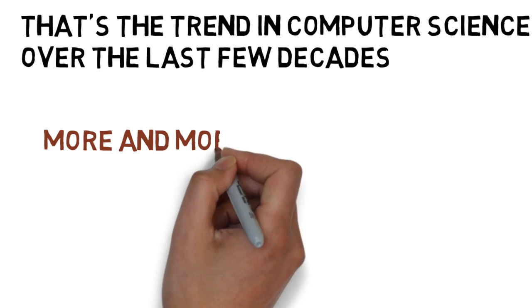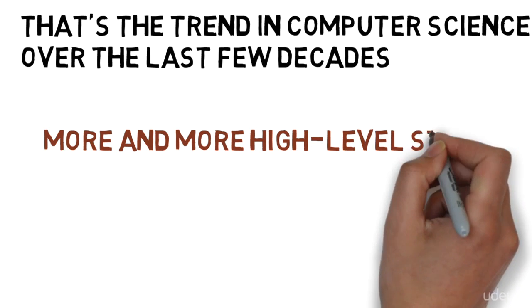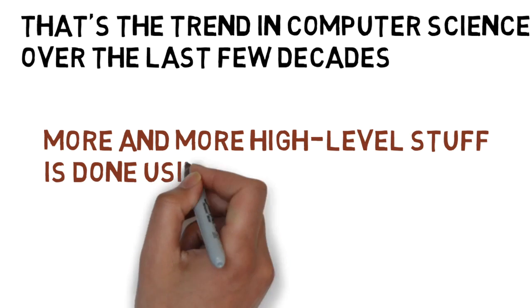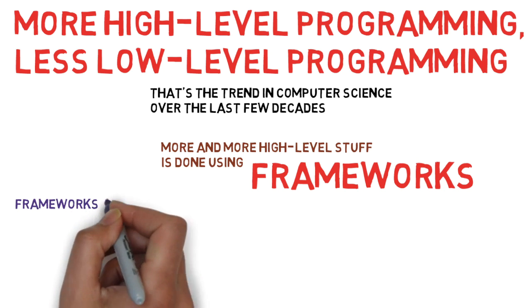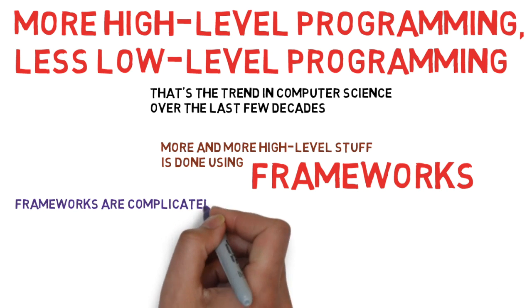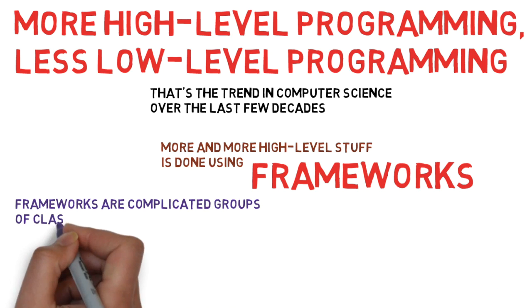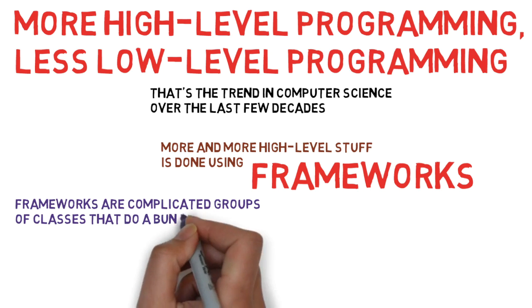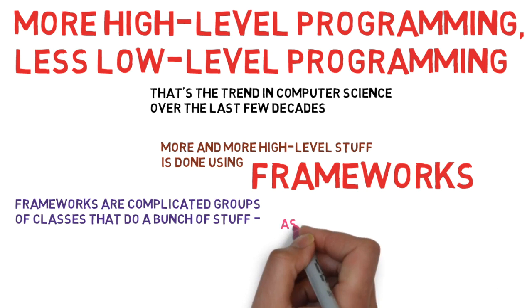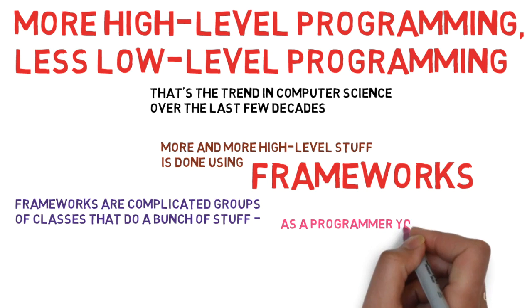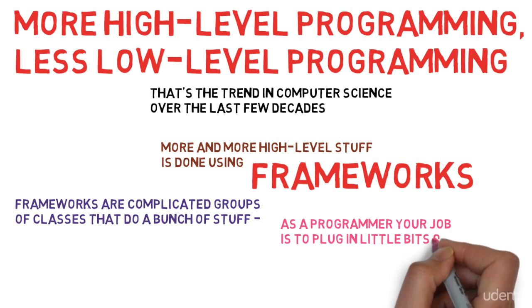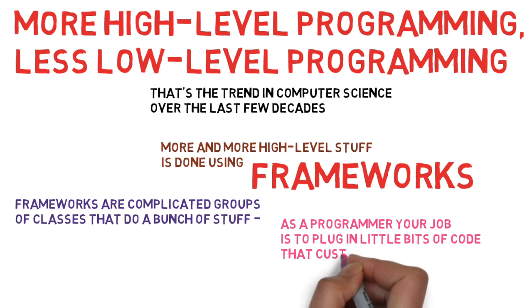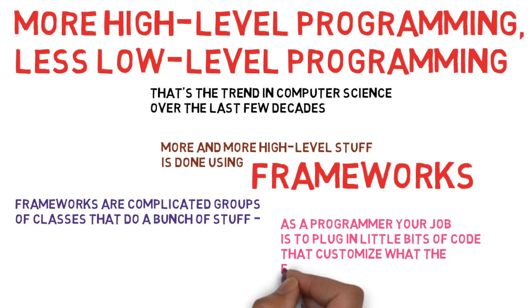And how do you accomplish this high-level stuff that you've set out to do? More and more of this high-level stuff is done by using frameworks. Frameworks are existing systems of complicated groups of classes that accomplish an objective. They provide a whole bunch of logical components which help you get things done. They do a bunch of stuff themselves, and as a programmer who's integrating with a framework, your job is to plug in little bits of code that customize what the framework does. The framework takes care of the majority of the work behind the scenes. You plug in customizations in different portions of the framework to accomplish exactly what you want.